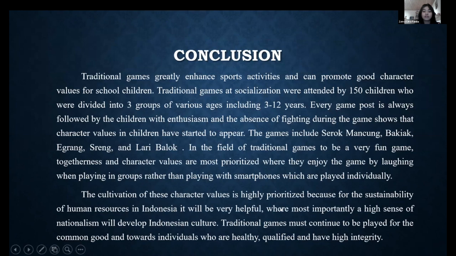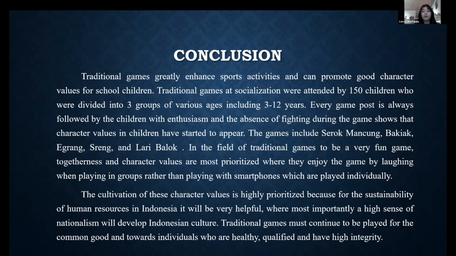And then going to the conclusion. Traditional games greatly enhance sport activities and can promote good character values for school children. Traditional games at the socialization were attended by 150 children who were divided into 3 groups of various ages, including 3 until 12 years. Every game post is always followed by the children with enthusiasm, and the absence of fighting during the game shows that character values in children have started to appear.